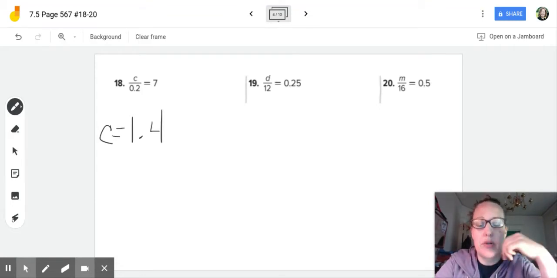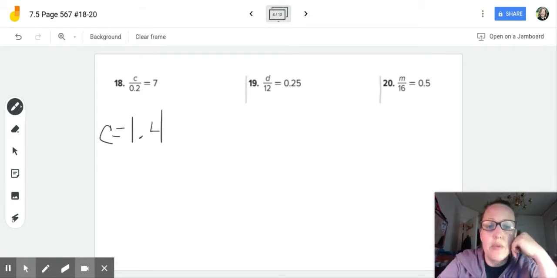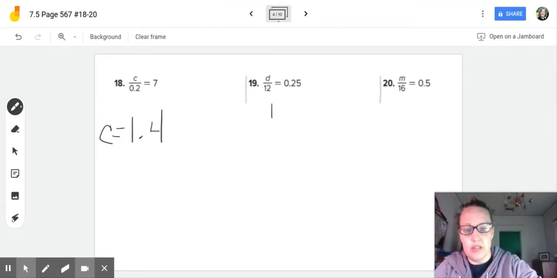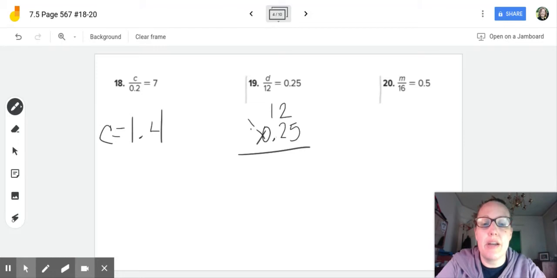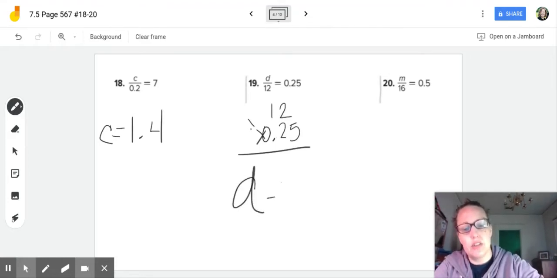This one, number 19, looks hard also. We'd have to multiply 12 times 0.25, and you could absolutely do this. 12 times 0.25, line it up. You don't need all this if you don't want to. And multiply. You can do it that way. The other way of thinking about it is saying it out loud. Use the word of. What is 1/4? Isn't that what 25 cents is? Yeah. What's 1/4 of 12? 3, right? So the answer here is D is equal to 3.